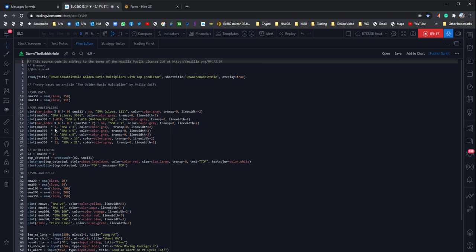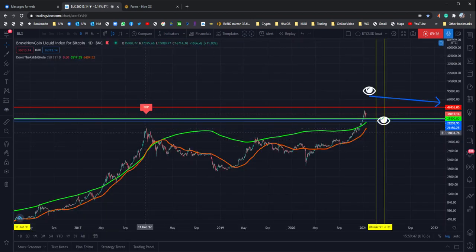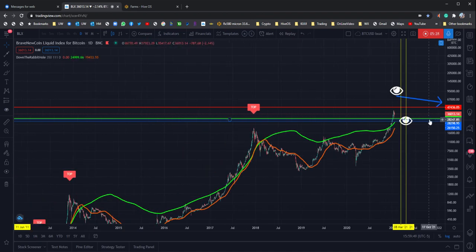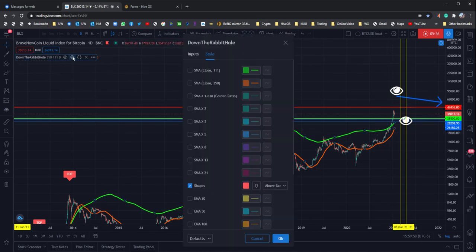So 350 times 3. I've got these all as gray, but I've been messing around with it. We'll go back up again. So these indicated tops. We have a potential top coming up, but we have an argument coming, which is happening presently. And let me show you what I'm talking about.